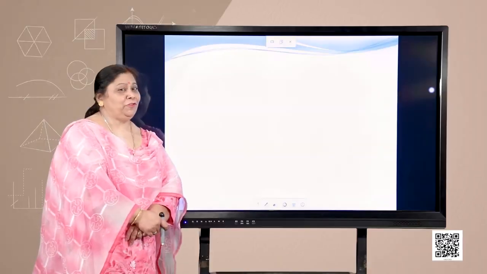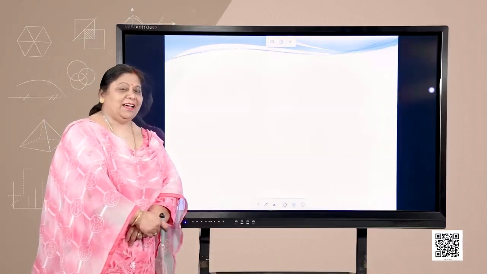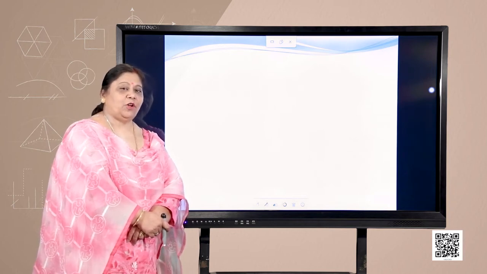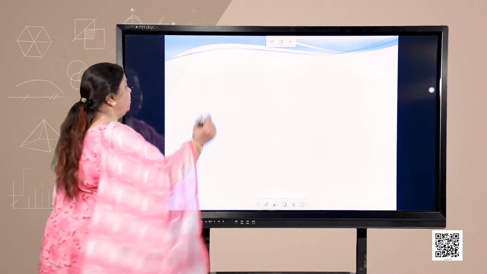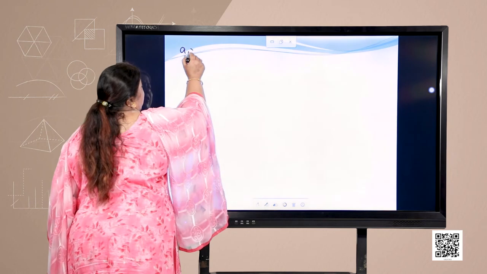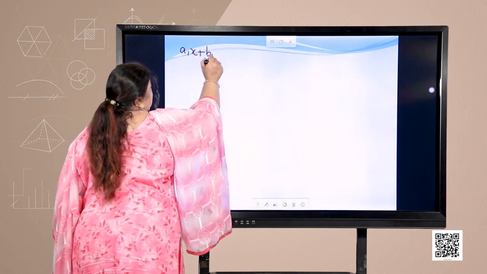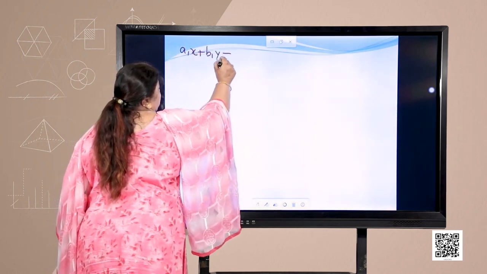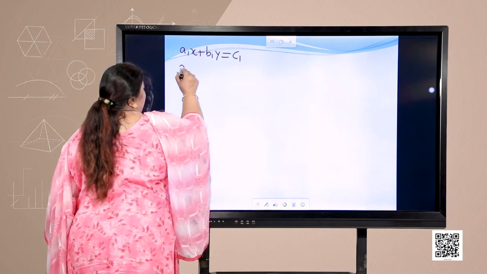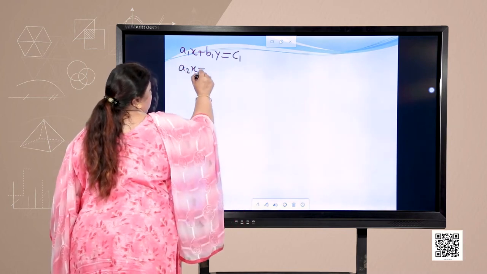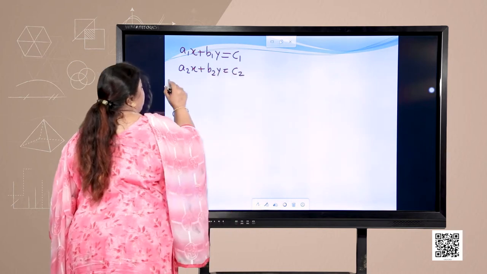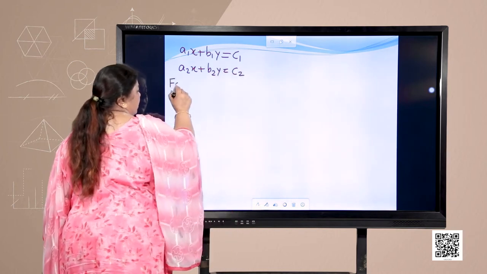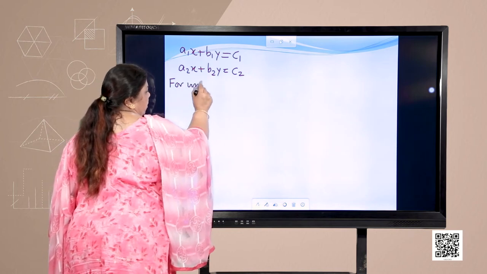So students, before we go into question number 2, let us have an introduction about the conditions which are required for solving the linear equations in two variables. What was the general form? We had a1x plus b1y is equal to c1 and a2x plus b2y is equal to c2. So we have 3 different cases.